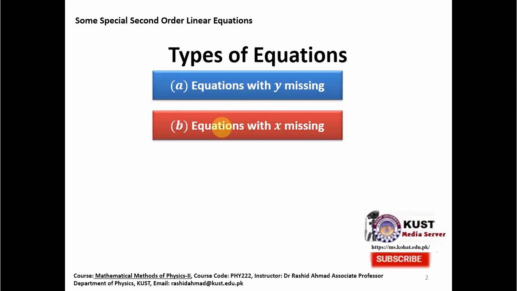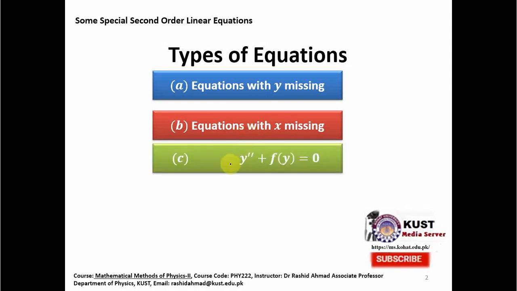The second type of equations where the coefficients are not constants are equations with x missing. So in the first one we have one variable missing, and in the second one we have the other variable missing, and the third type is of this type. As you can see, we have the double derivative, but the single derivative is missing. So you can see that these are all possible situations we are considering.